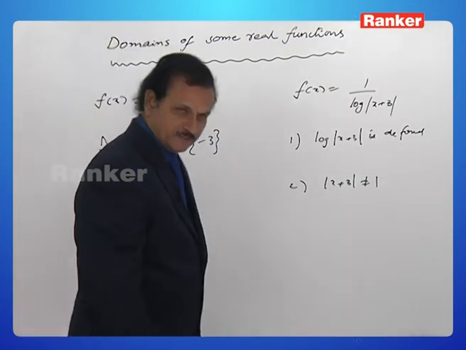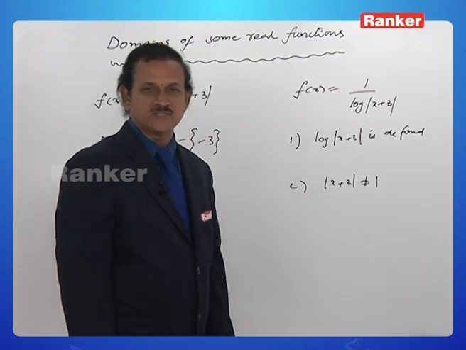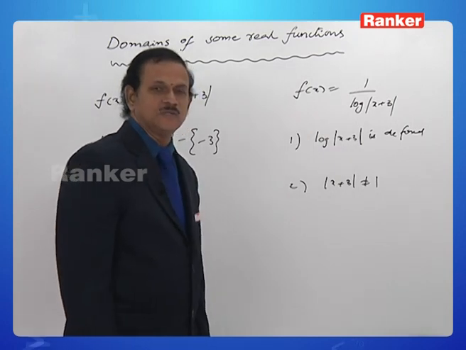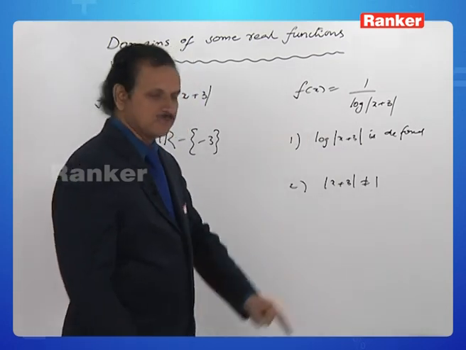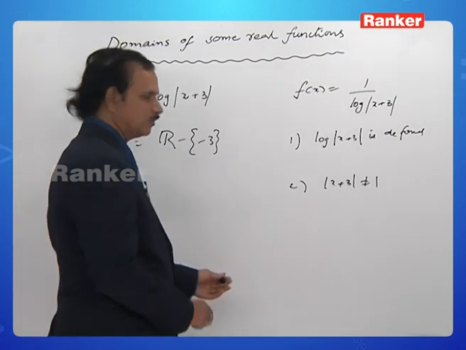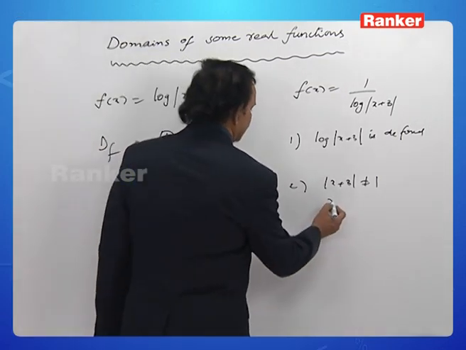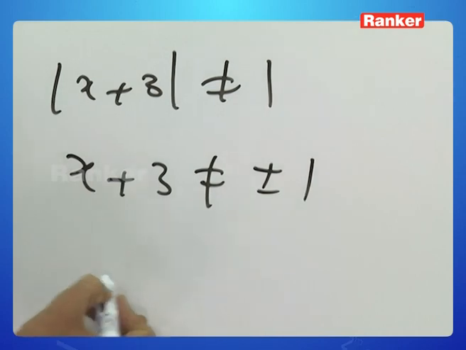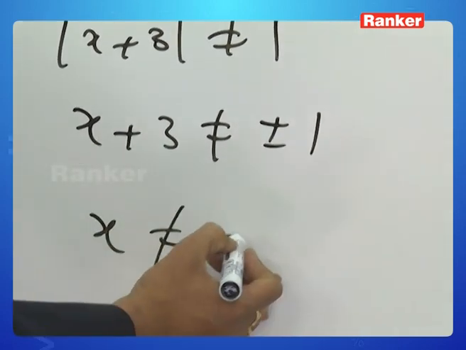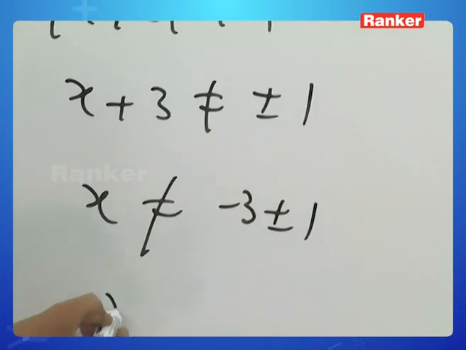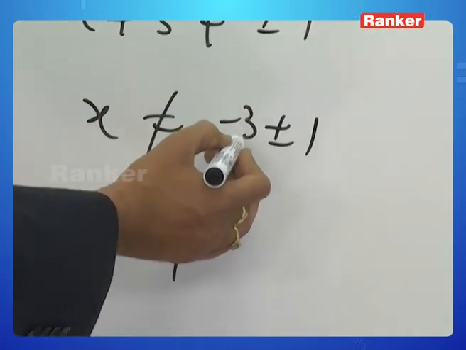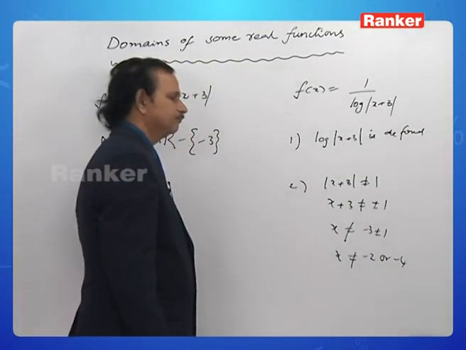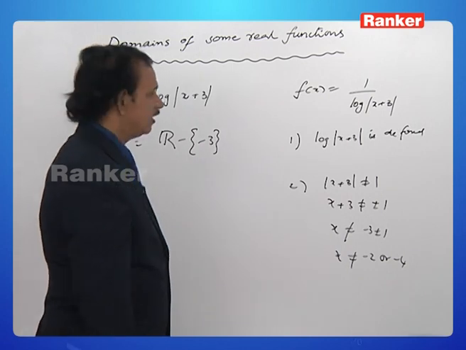Therefore, to define f of x, the precautionary measure that you have to take here is to see that log mod x plus 3 is not 0. That is, see that mod x plus 3 is not equal to 1. That is, x plus 3 not equal to plus or minus 1, x not equal to minus 3 plus or minus 1. If it is minus 3 plus 1, it is minus 2, or minus 4. Minus 2 or minus 4.